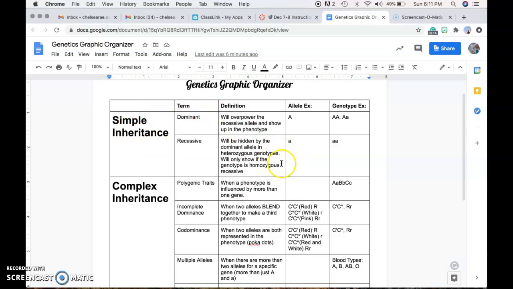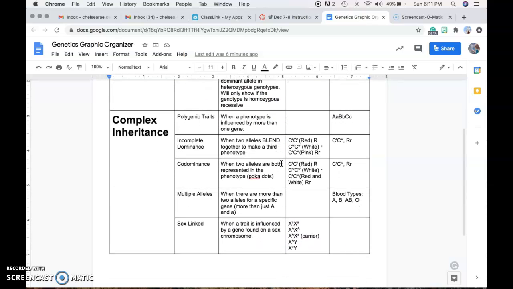So that's simple inheritance. Unfortunately, when we're talking about genetics and more complex things than peas, like humans, we have some more complex patterns. The words that you need to remember for these are going to be polygenic traits, and that is when the physical expression or a phenotype is influenced by more than one gene. So your example is a genotype that's ABC and not just A's. So think about our skin color is polygenic, our hair color, our height.